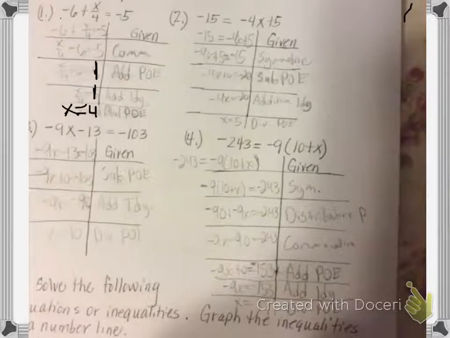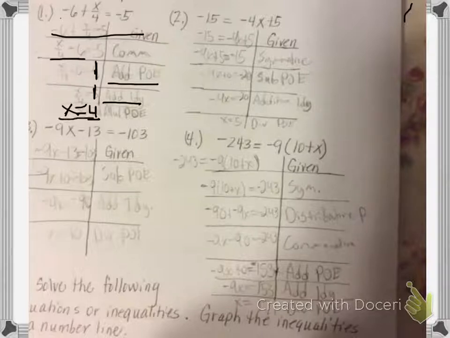So you see that I put my given equation right here, and then I flip-flop x over 4 and negative 6, and I use the commutative property to do that, make it look more normal. So I add 6 to both sides, and I get 1 on this side and plus 0 on this side. Additive POE. And I get 1, and then I have x, and then I get rid of my 0, and that's additive identity. Then I multiply by 4, and that's the multiplication property of equality.